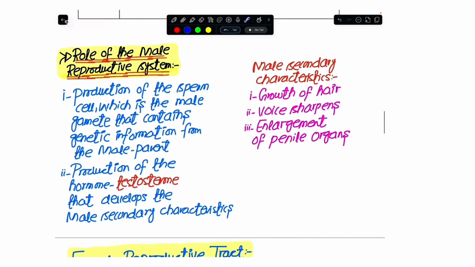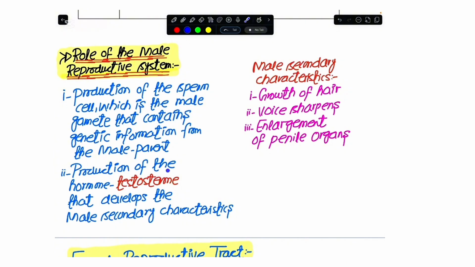Likewise, it is important for us to also know the role of the male reproductive system. The idea is very simple: the male reproductive system has to make the male gamete, that gamete is the sperm cell, and it has the genetic information that has to be transferred into the new offspring, and it comes from the male parent. So all the genetic information available in the male parent is reduced to half in the sperm cell by meiosis, and ultimately this comes with the help of the sperm into the resulting offspring.